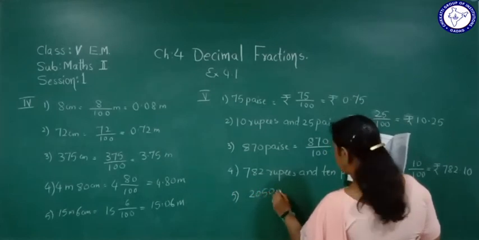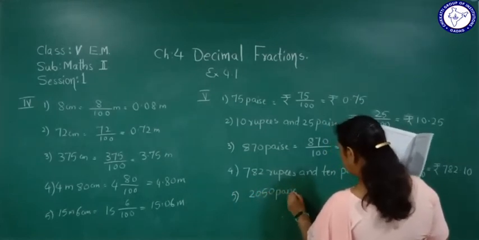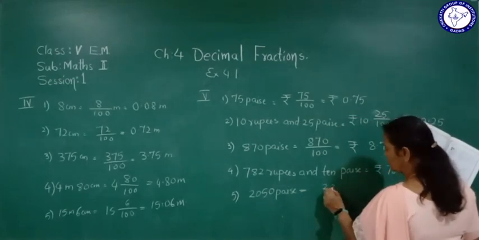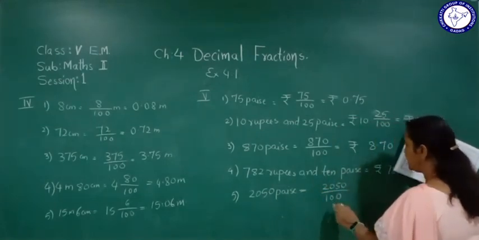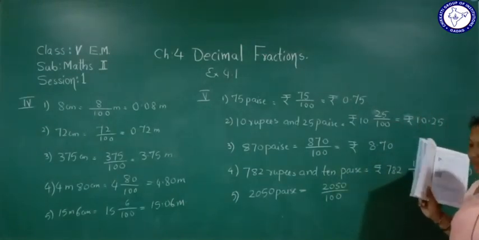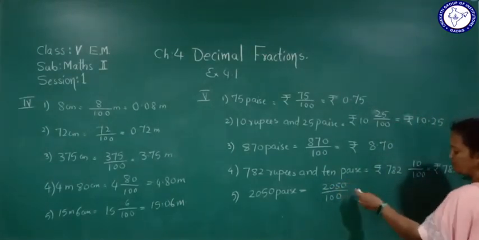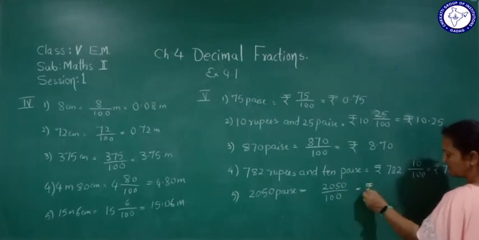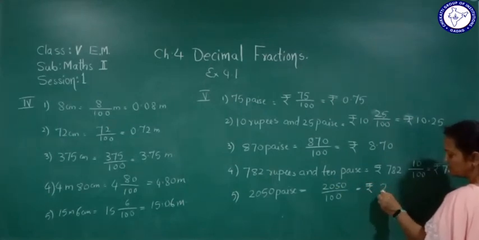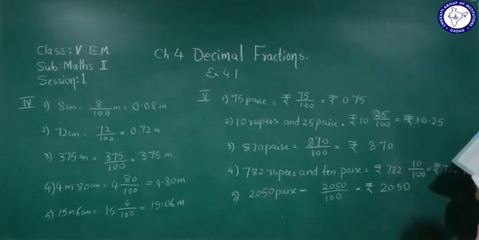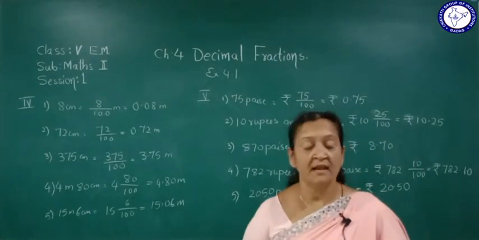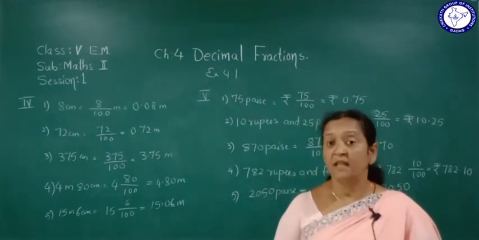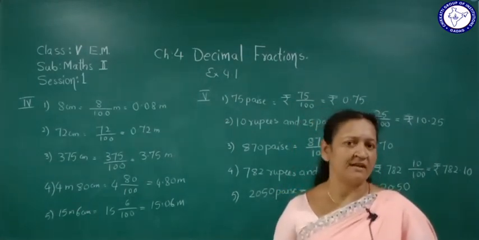Then fifth one, 2050 paisa equals 2050 by 100. So 100 has the 2 zeros. Count 2 digits and put the decimal point. So here it is rupees 20.50.